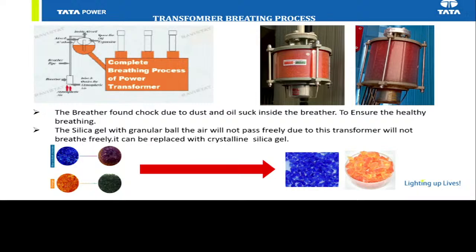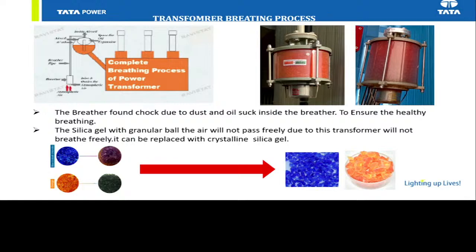When the load is high, the transformer expels the air outside through the breather, and at night time it will inhale the air. So the breather is the most important part in IDTs or inverter duty transformers. When we inspected the breather on the left side and right side, the color was very dull, and there was oil ingress and dust ingress inside the breather.